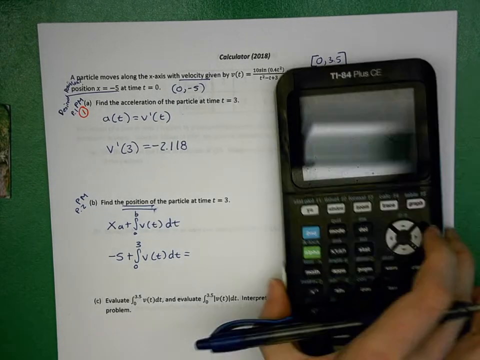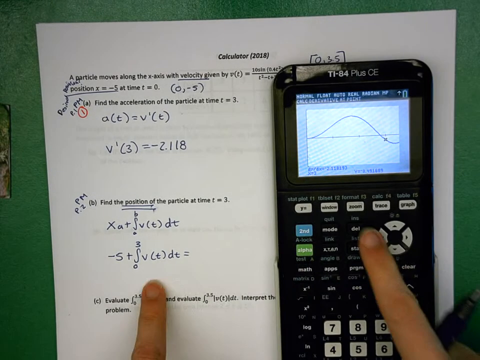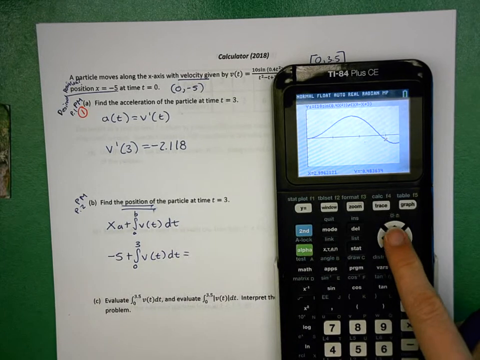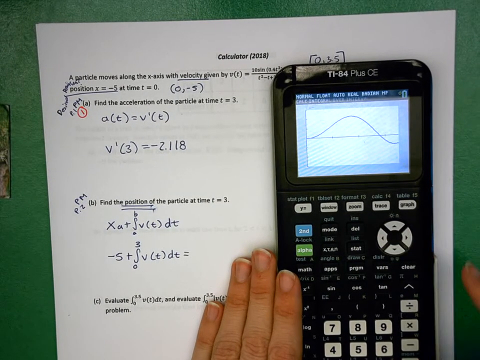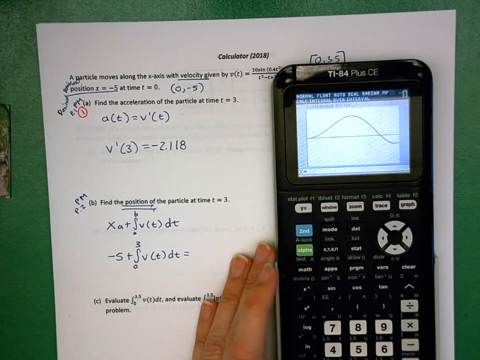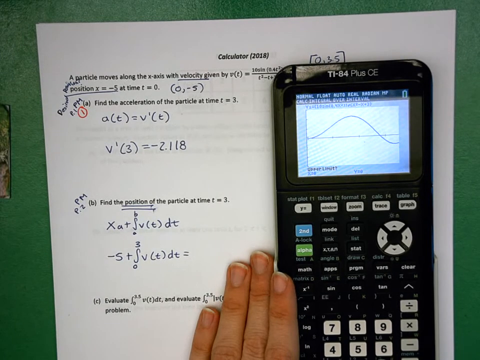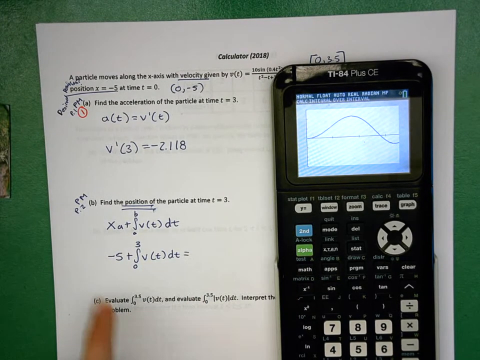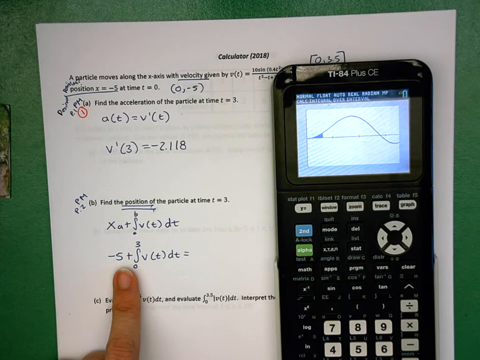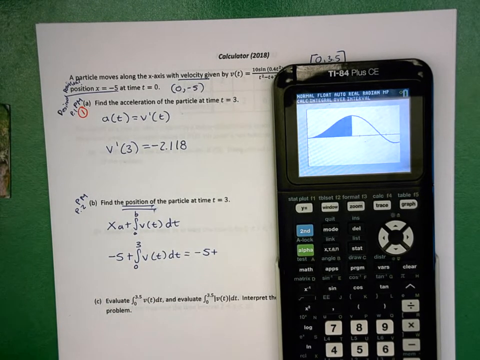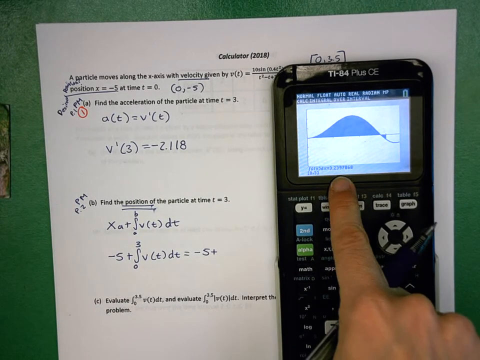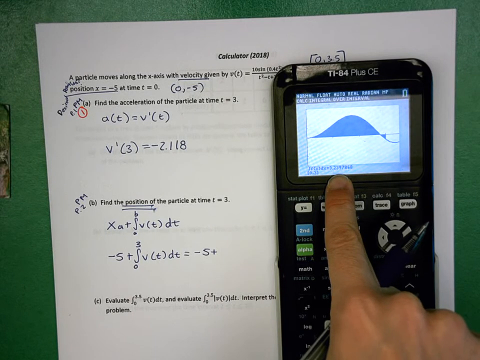And so then going to my calculator, I've already got velocity graphed, so I'm just going to use my graph for this one. Second calc, integral, lower limit is 0, upper limit is 3, and then I'm going to make sure I add negative 5 to it. Negative 5 plus, it's almost done. Integral is 3.2397868.